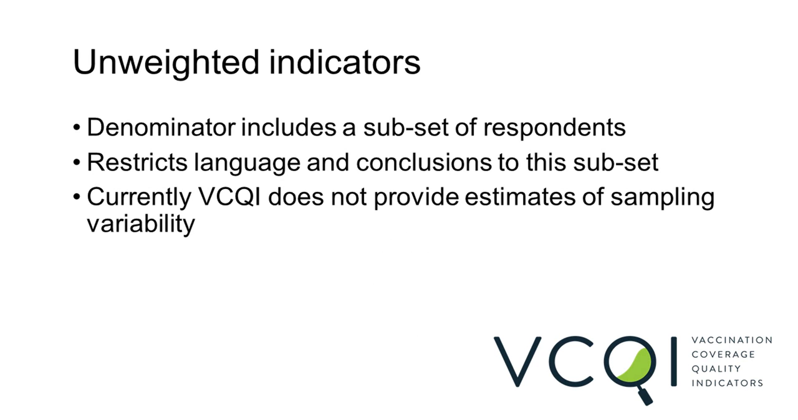To recap, unweighted indicators are those where the denominator is a subset of the survey respondents. These indicators are calculated simply, ignoring survey weights, and so we limit our interpretation of them to be descriptive of the survey sample only. At some point in the future, the World Health Organization might make a change and weigh these indicators and use them to draw strong conclusions about the broader population. At this time, though, we only draw strong conclusions about the survey sample, and then policymakers can decide whether to extrapolate those conclusions to the broader population.